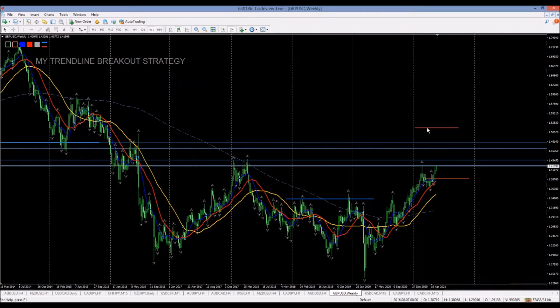So we know that this is the fib. We know that this was the 382 fib. And we know that in the middle here is a 50% fib. So these are things that we know. So we just put these little markers on there.